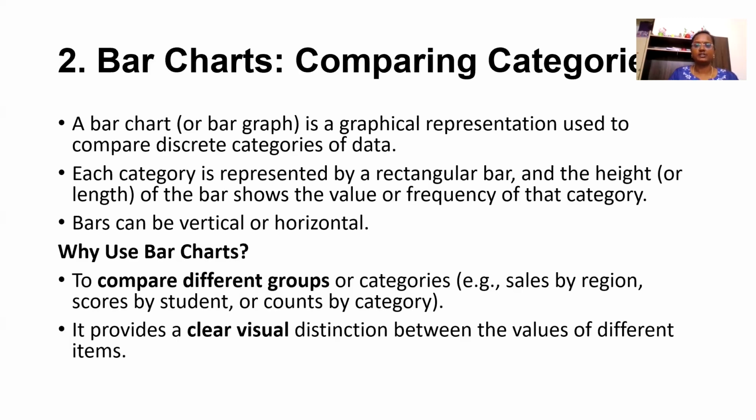The second type is the bar chart. A bar chart is for comparing categories. It is a graphical representation used to compare discrete categories of data. In the line chart we saw continuous data; here we have discrete categories of data. Each category is represented by a rectangular bar, and the height of the bar shows the value or frequency of that particular category. The bars can be vertical or horizontal.